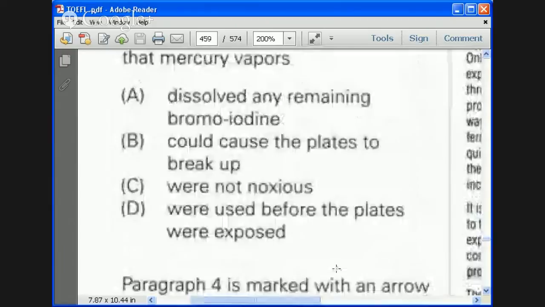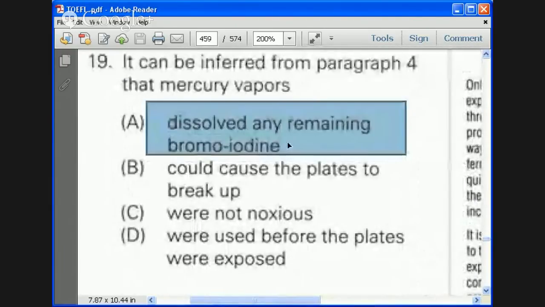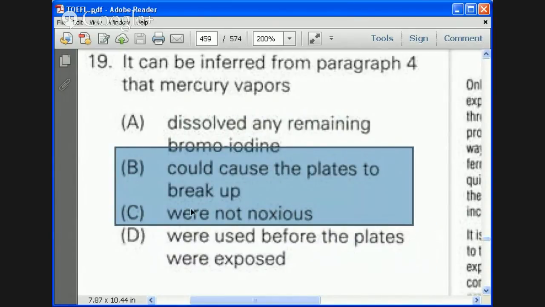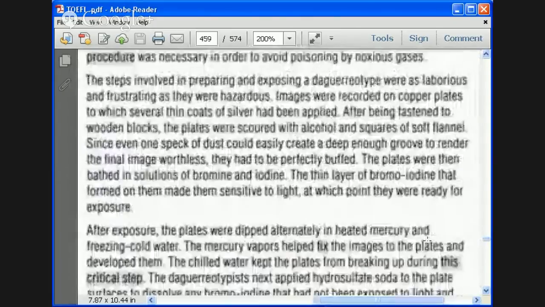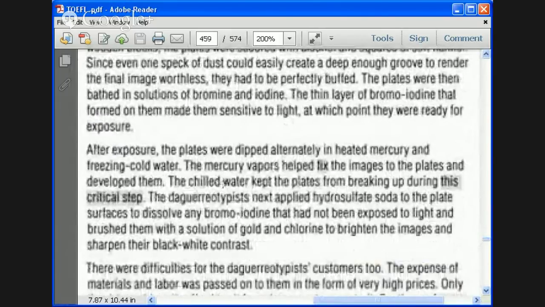This is a very odd question. All right. So that happens after. The exposure happens first. We're left with B and C. Wow. I don't see anything about noxious or the plates breaking up. So now we're stuck. We have no choice but to look at a lot of extra information before or after this. Bummer.